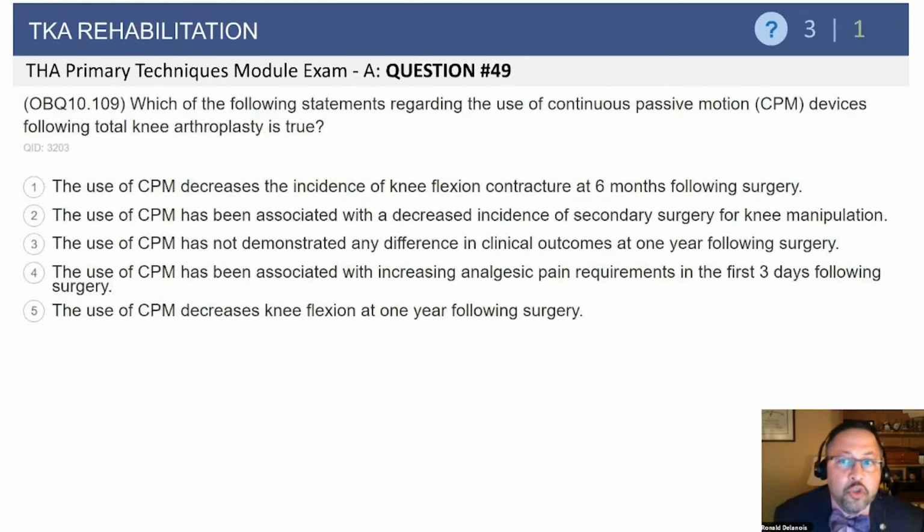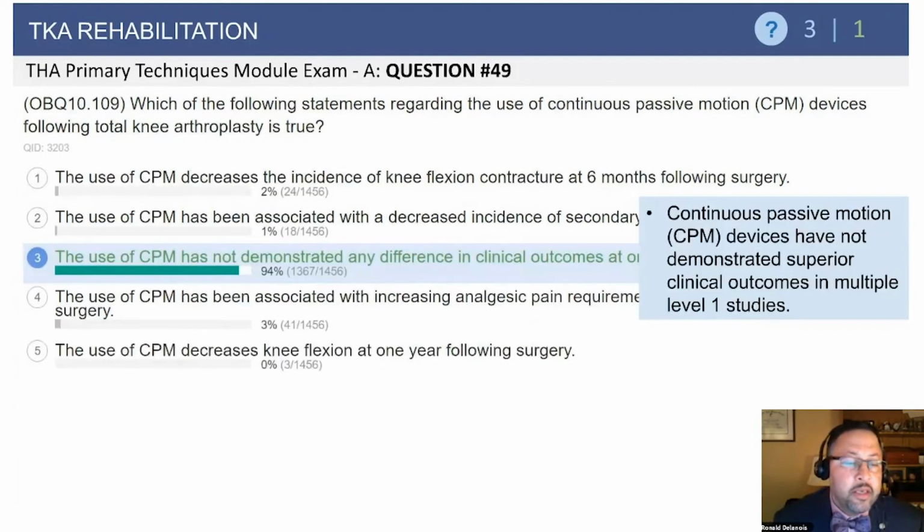So going to our first question, which of the following statements regarding CPM device is true about total knee arthroplasty? And the answer, as we know, is the use of CPM does not demonstrate any difference in clinical outcomes at 1 year. Also important to note that someone can ask, is it associated with increased flexion contracture? No. Does it have an increased incidence or decreased incidence of manipulation? And the answer is no.